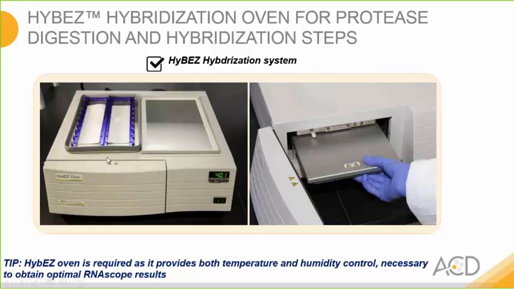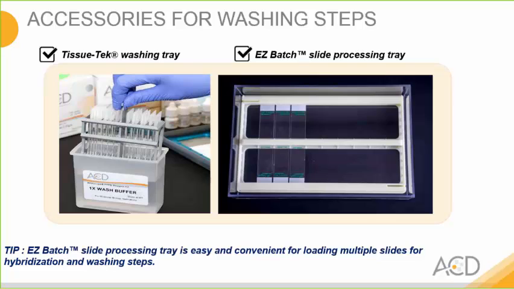So you can see here the components include this humidifying tray with humidifying paper, and this is the cover for the tray, and this is the slide rack for holding the slide. And there are 2 options for washing slides, and you can use the tissue tag washing tray, which is very commonly used in the lab, or you can use what we have designed. It's called Easy Batch Slide Processing System, which can help streamline your assay.